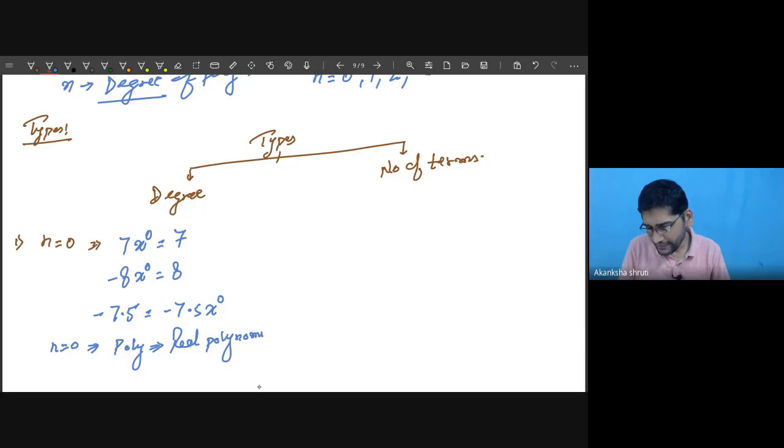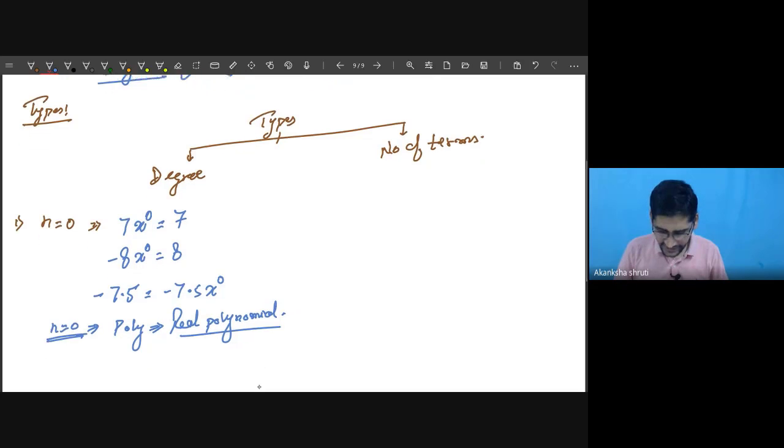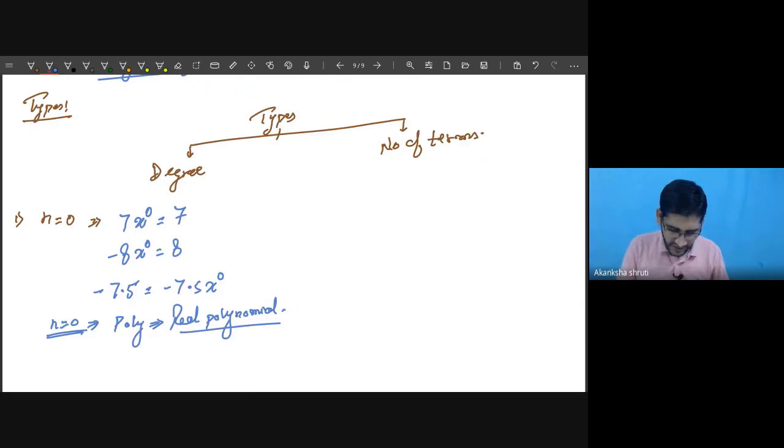So any real number itself without the variable x, because x to the power 0 becomes 1, that we have learned just previously. Therefore it is called the real polynomial. So for a real polynomial, what we need to keep in mind is that its degree is 0.